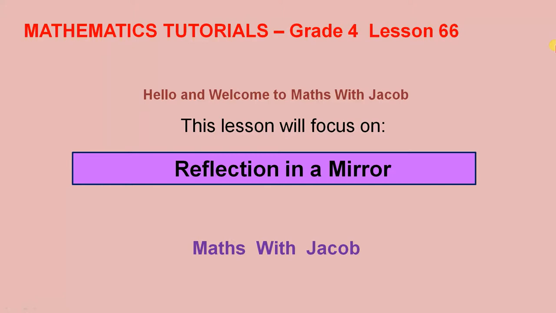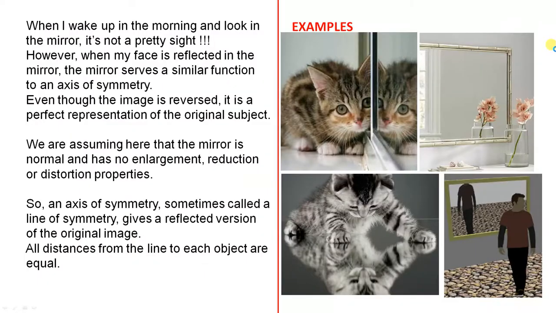This lesson will focus on reflection in a mirror. When I wake up in the morning and look in the mirror, it's not a pretty sight. However, when my face is reflected in the mirror, it serves a similar function to an axis of symmetry. Even though the image is reversed, it is a perfect representation of the original subject. We are assuming here that the mirror is normal and has no enlargement, reduction, or distortion properties.